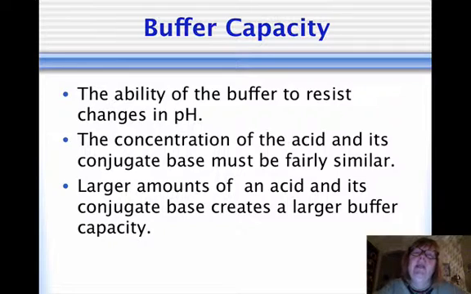So let's talk about something you might hear about, especially in biology. It's called buffer capacity. And it's the ability of how much that buffer can resist these changes in pH. So the best buffer is made when the concentration of the acid and its conjugate base are fairly similar to one another. And if you have even larger concentrations of acid and its conjugate base, the more buffering capacity it has, because you've got more acid and base available to react with whatever you add to it.